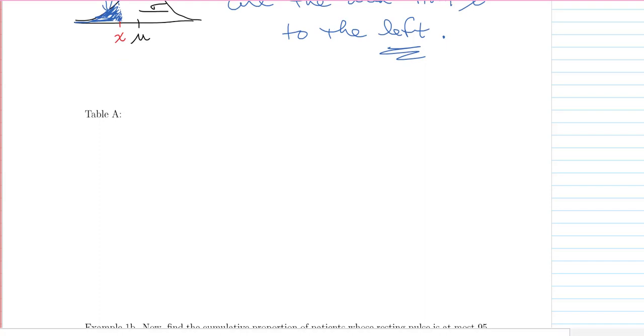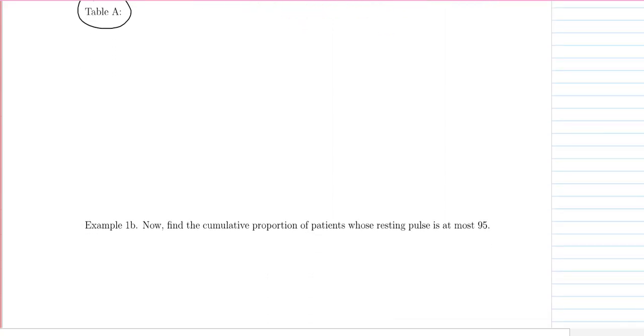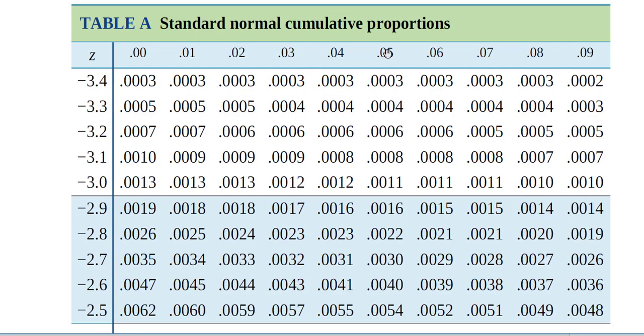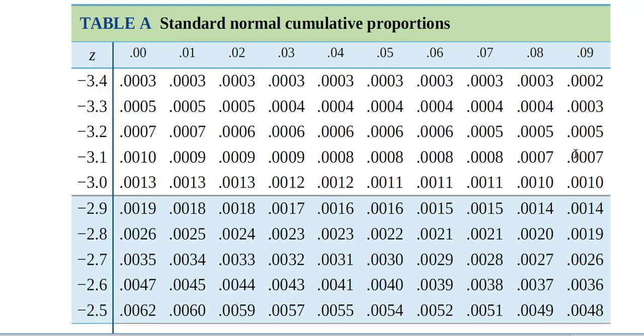Cumulative proportions and z-scores are intimately related in this class through something called Table A. If you went to Google and searched for z-score table, it'll pop up. For the textbook we're using, the Basic Practice of Statistics, 8th edition, Table A is in the back. Here you can see it's labeled Table A, standard normal cumulative proportions. This is how Table A is related to the cumulative proportion.